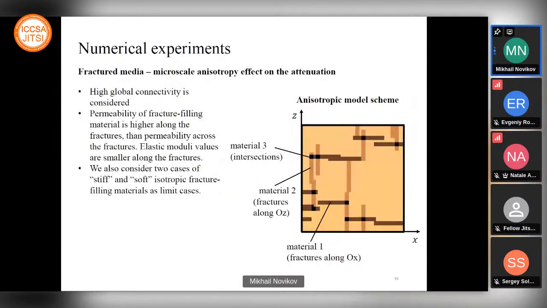And the last set of experiments was aimed to investigate the effect of microscale anisotropy on the seismic attenuation. Can we see a significant change in attenuation if we involve anisotropy of fluid filled material? In particular, we consider such anisotropic material that is more permeable and has smaller elastic moduli along the fractures, and correspondingly is less permeable and has bigger elastic moduli across the fractures.